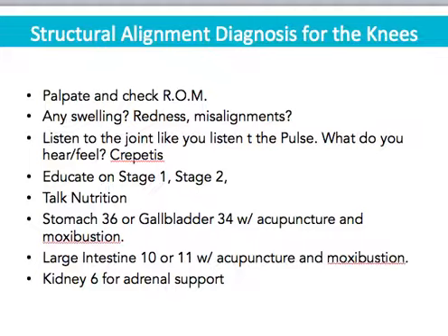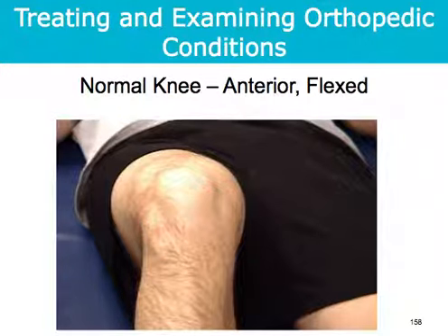If you're an acupuncturist, you're going to be needling stomach 34 or stomach 36, and stomach 34, gallbladder 34, acupuncture and moxibustion, large intestine 10 and 11, kidney 6. All these are great points for the knees. Biggest thing is, just like we listen to the pulse, you want to listen to the knee.